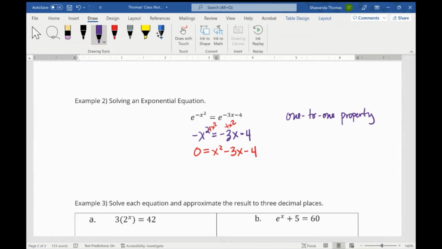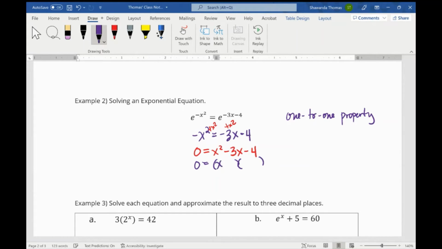Then we know we need to factor. All right, so we need to find factors of -4 that will add to -3. And just remember, this is recorded, so you can always pause the video and work the problem out before I reveal the answer. So pause if you want to work this out before I reveal the answer.